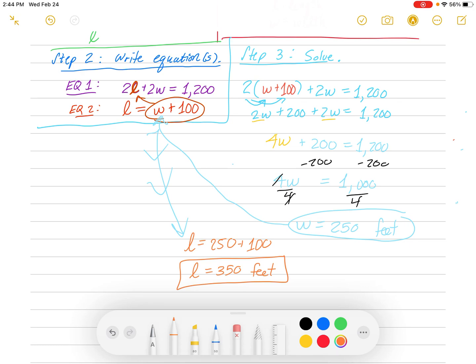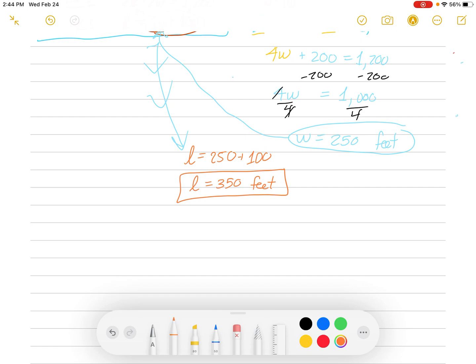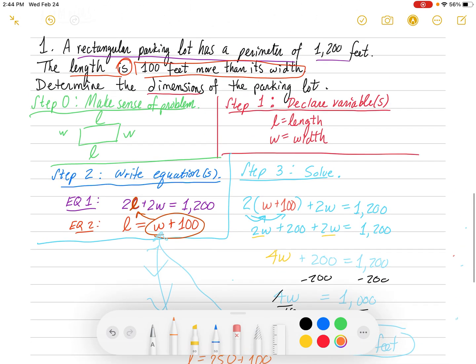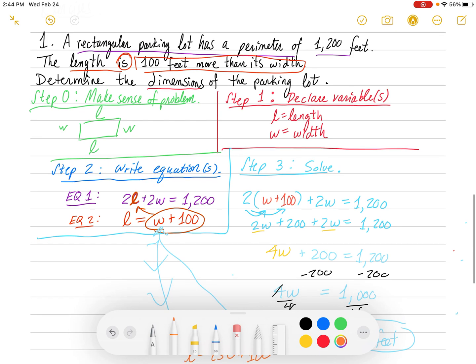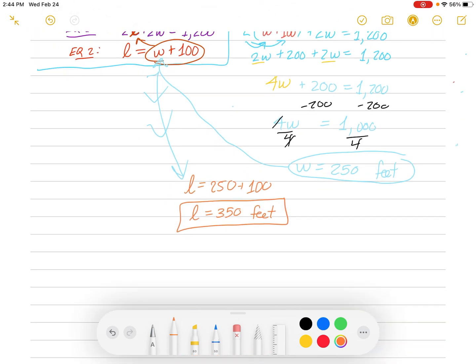And it's always a good idea to go back and check your work, make sure this all checks out. So remember that in the problem the length was 100 more than the width, is that right? Is the length 100 more than the width? Yeah, right, the length is 350, the width is 250, so the length is 100 more than the width.